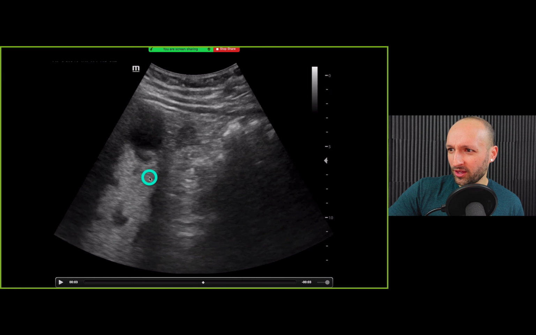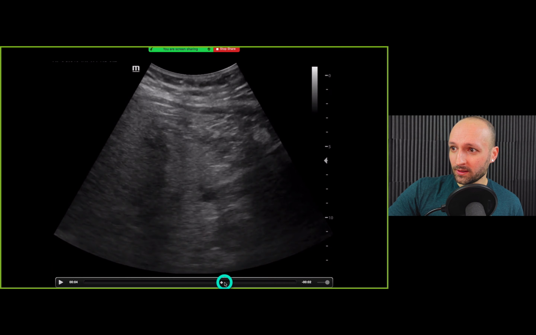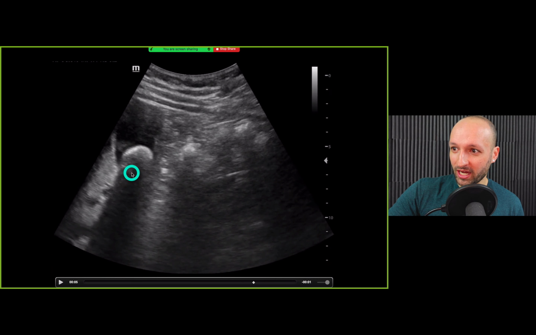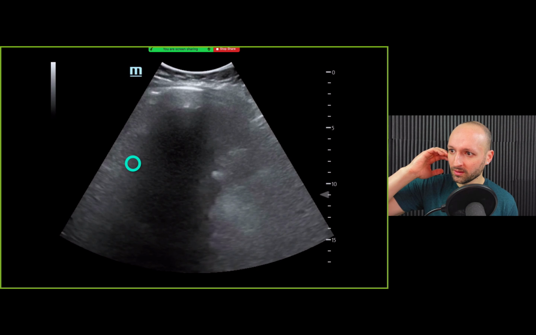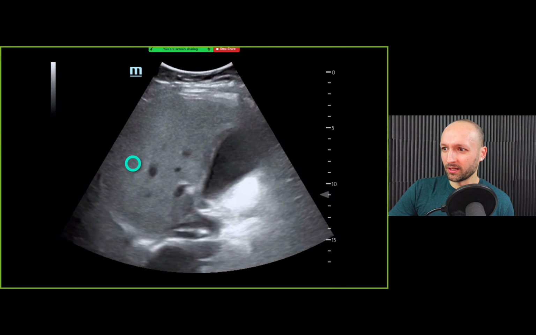So you see this shadow here? This is edge artifact from the gallbladder. Here's the edge. And then this shadowing here, this is coming from the center of that gallstone. So this is actual acoustic shadowing from the gallstone itself. Subtle difference there.